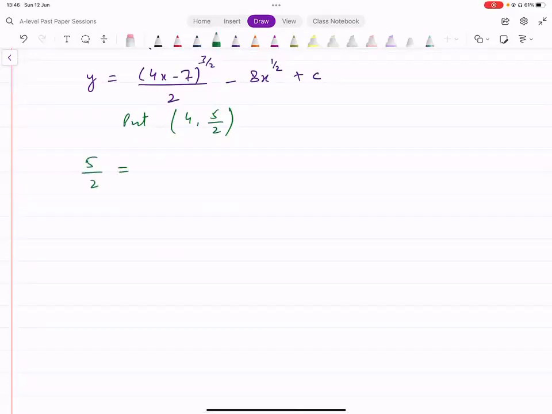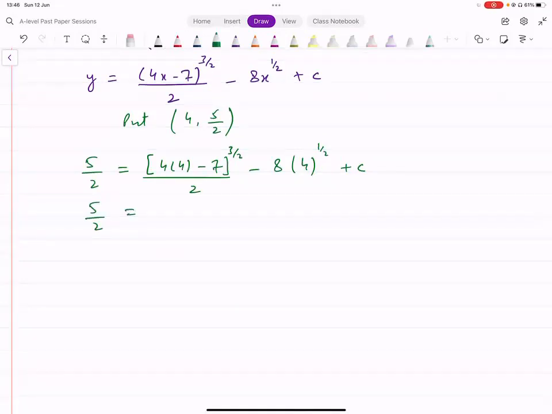So you've got 5 over 2 equals (4x minus 7) whole raised to power 3 over 2 divided by 2 minus 8 into 4 raised to power 1 over 2 plus c. Let's evaluate this. On the left side, we've got 5 over 2. On the right side, we've got 16 minus 7, which is 9, 9 raised to power 3 over 2.